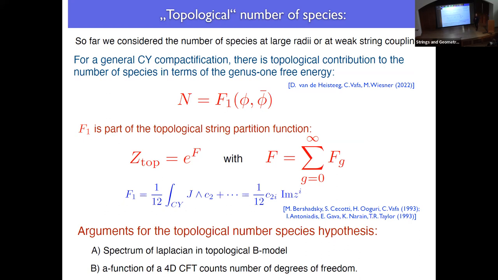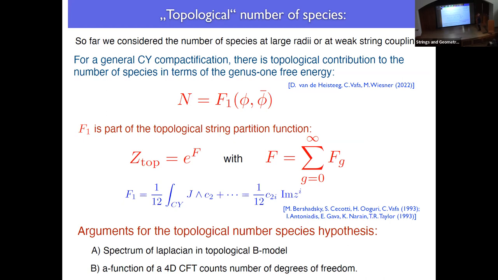So I will not here introduce the topological string, but in the topological string, you have a topological partition function with some associated free energy, and you can perform a genus expansion of this free energy. So F in general is an infinite sum. It starts at genus zero and then continues. And F1 is precisely the first term in this expansion. So it is related to the free energy at genus one.